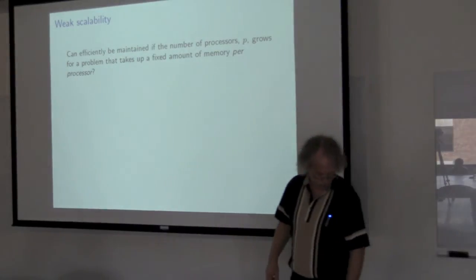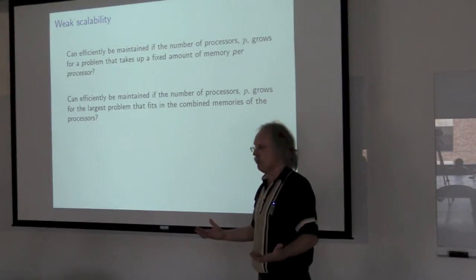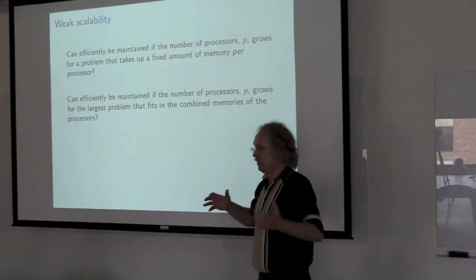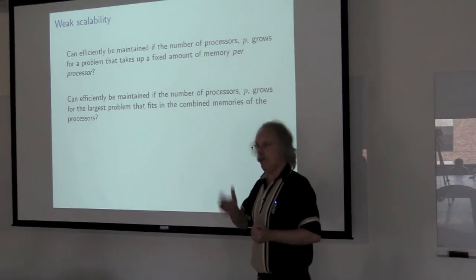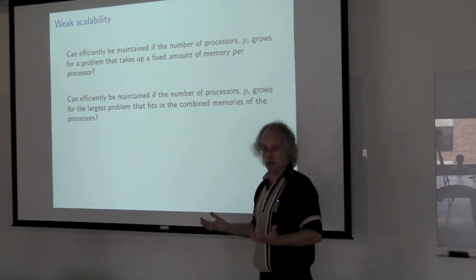The easiest way to look at this is to say, look, you buy these machines to do big problems, so we will put the biggest problem on there. Can we run the biggest problem efficiently if we increase the number of processors and we increase the problem size corresponding to how much memory we add?